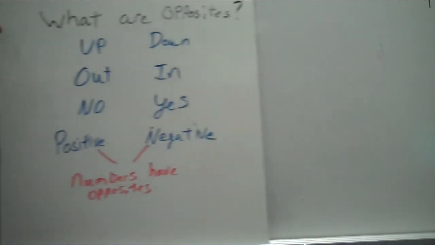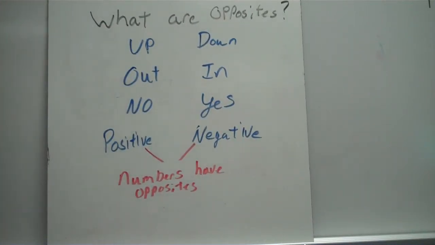And I have a few listed here for you, such as up and down and in and out, no and yes, and positive and negative. So our numbers are going to have opposites. Let's look at a few. If you have your number line, go ahead and take that out. You may want to follow along with that.